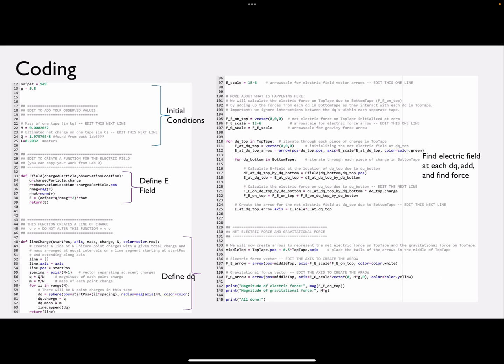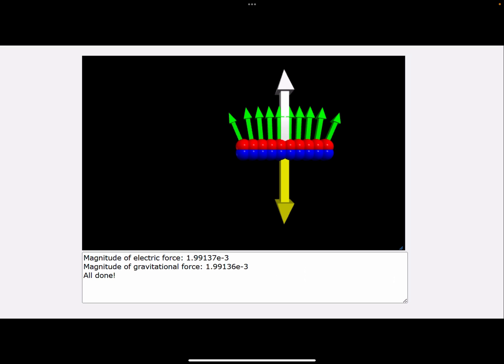An important thing to note is E scale and FE scale. These were just modeled so that way the vectors could be seen in an image. Here's the image that was created. The green arrows represent the electrical field, the white is the electric force, and the yellow is the gravitational force. Red is the top tape, and the blue is the bottom tape. We found that the magnitude of electrical force and magnitude of gravitational force are about the same, not entirely the same, and this could just be due to a measurement error. But it was 1.99 times 10 to the negative 3, about.